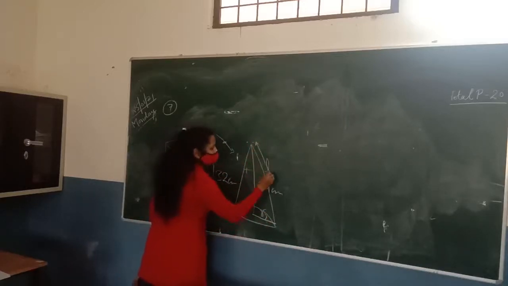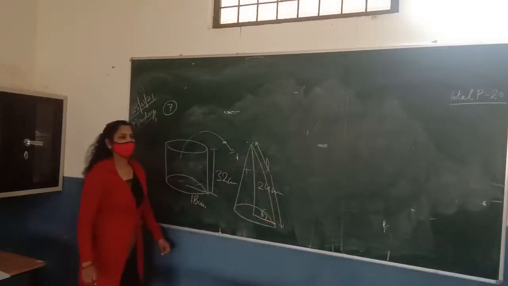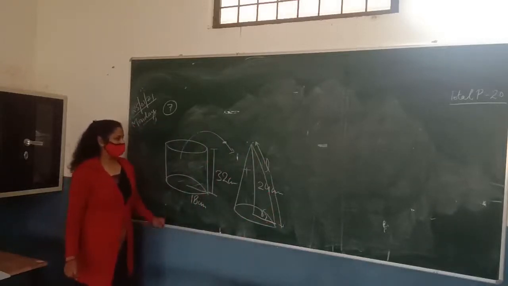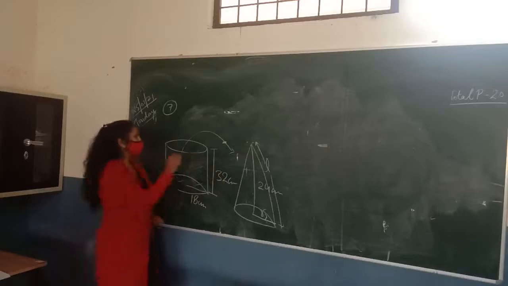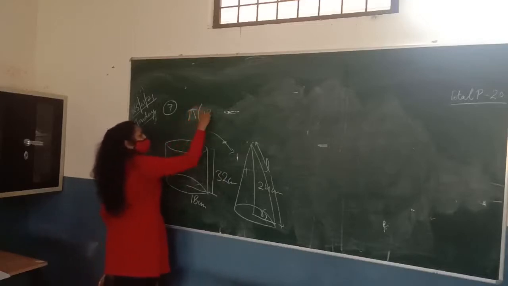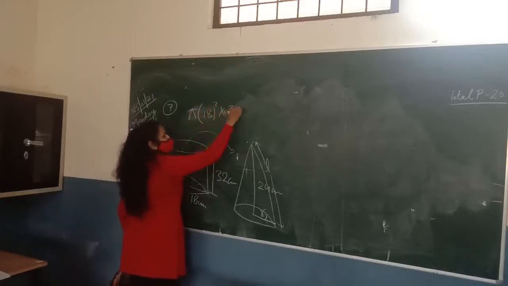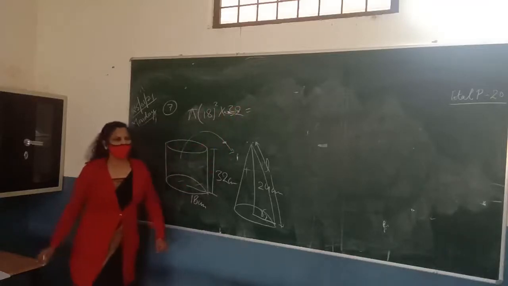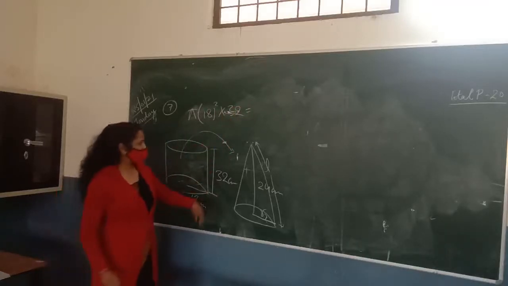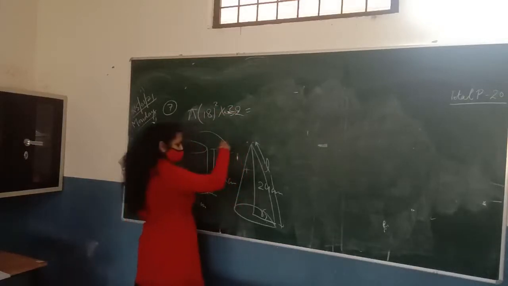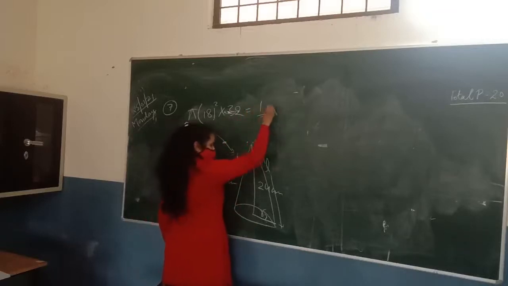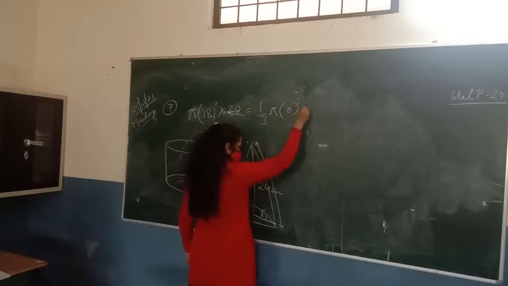Raghav, I think you can explain it. How can we solve this question? The volume of the sand in the cylinder is equal to the volume of the cone. The volume of a cylinder is pi r square h. After getting all the statements given in the question, like the radius and the height, we will solve it. The volume of the sand in the cylindrical container is equal to the volume of the conical heap, that is 1/3 pi r square h.